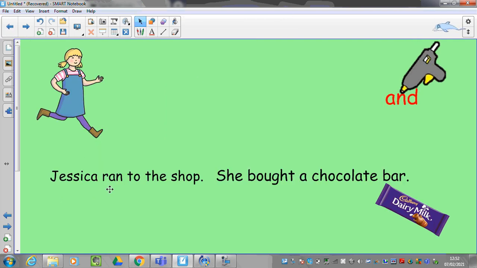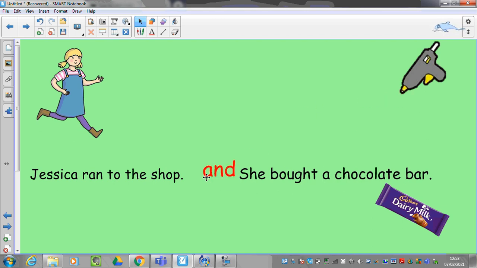So we've taken Jessica ran to the shop, she bought a chocolate bar, and we've put and in the middle. Oh no, it doesn't look right, does it? Jessica ran to the shop and she bought a chocolate bar. But what is still in here that makes it tricky? Tell your grown-up, what do I need to do? Well done. There is a full stop here. So we need to get rid of that full stop.